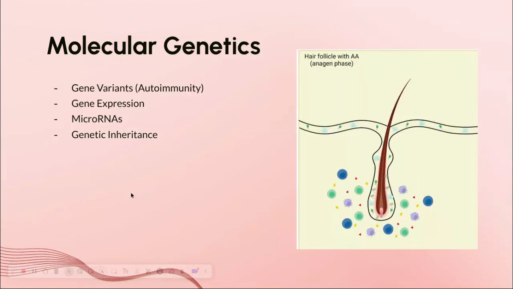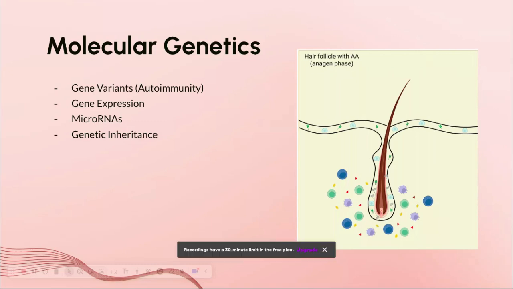And lastly, looking at molecular genetics, first of all, gene variants regarding autoimmunity. Gene mutations or polymorphisms can alter protein function, leading to disease. Inheritance patterns show how genetic predispositions are passed on. Specific gene variants are strongly associated with alopecia areata. Some of these genes encode proteins that present antigens to T cells. Mutations or polymorphisms in these genes can lead to improper antigen presentation, triggering an autoimmune attack on the hair follicles.